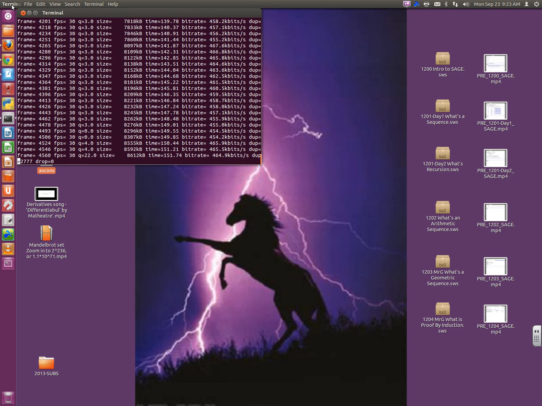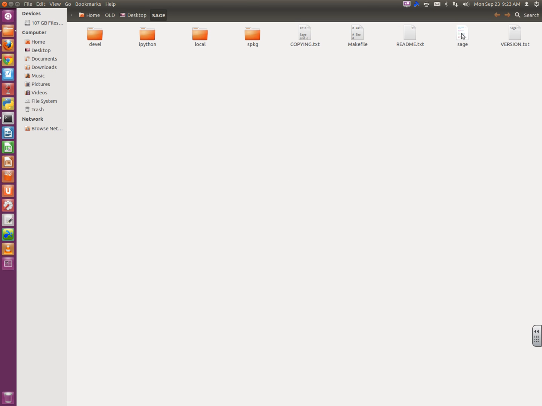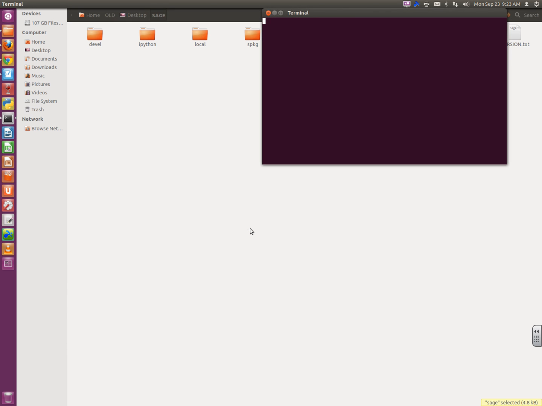Let's see, over here. And open up this executable script. Run in terminal, and log in as you did previously. Hang on, wait for the prompt. Should say Sage colon. Give it a sec. Come on, prompt. There it is. And you type exactly what it says here, right?